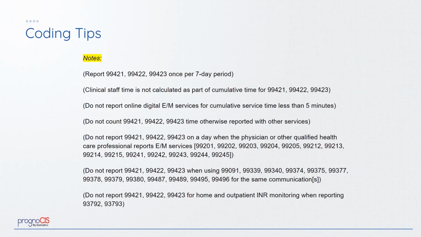When you're billing the new codes, 99421 to 99423, there are certain rules that apply. For example, you can only do it once in a 7-day period. You cannot report it with an E&M. And you do not want to report it for home or outpatient INR monitoring when reporting the other codes.